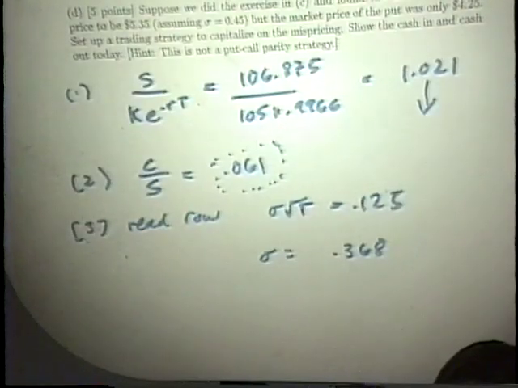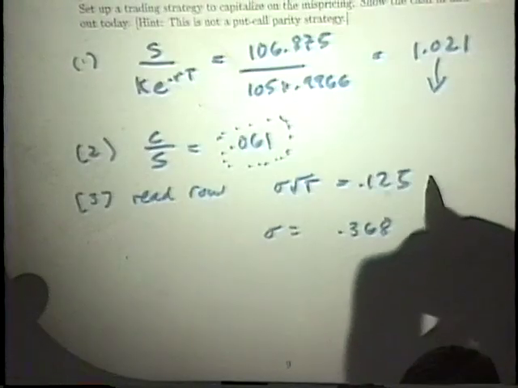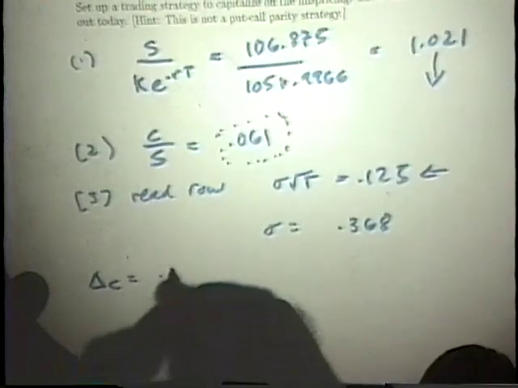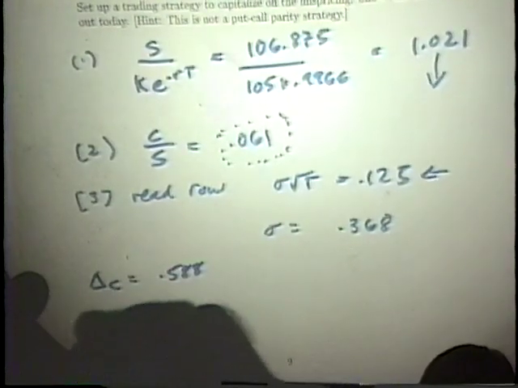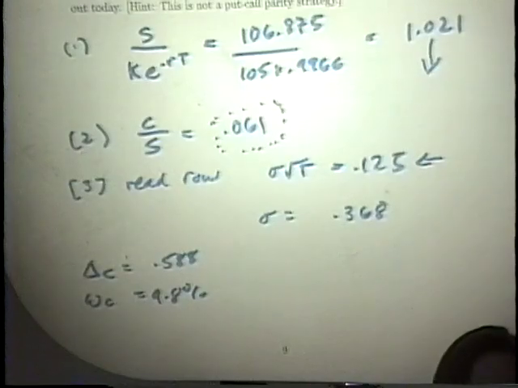Actually, for 5 points, I also asked for the delta and omega. It's asking a lot, I guess. But the same steps, except now I'm looking across this row. The delta of the call is 0.588, and the omega of the call equals 9.8%. And you can verify these by using the tables.